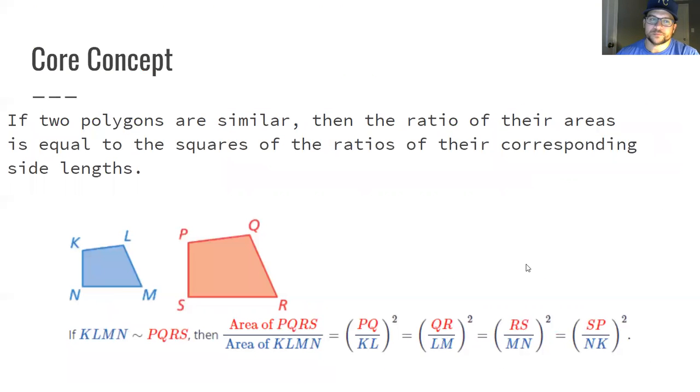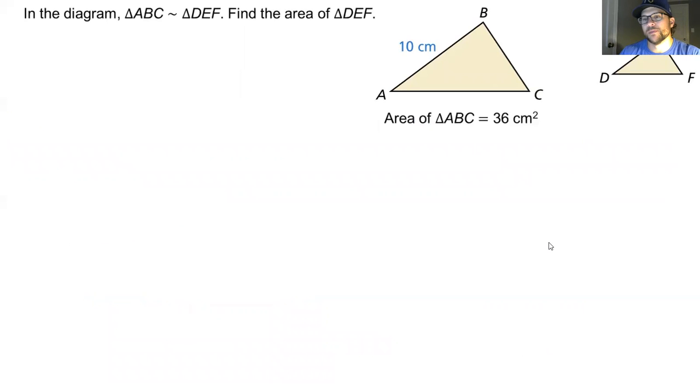Areas, though, are a little bit different. The ratio of the areas is equal to the squares of the ratio of our corresponding side lengths. Remember, area is a squared unit. So whenever you're looking at the ratio of the sides, you must square that ratio, both the top and the bottom, when you're comparing the ratio of the areas of the shape. So let's see what this looks like in action.